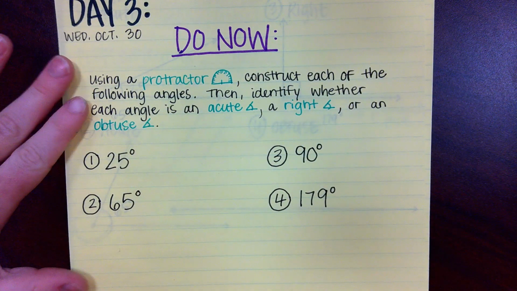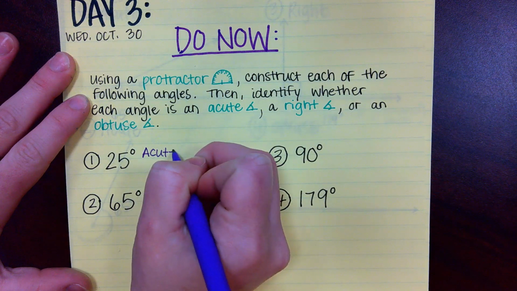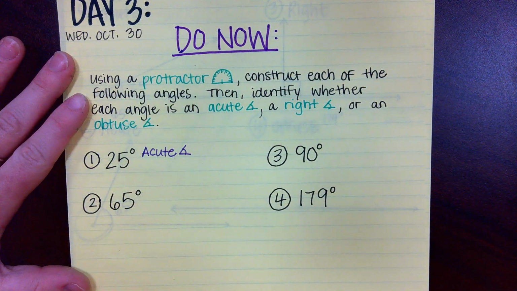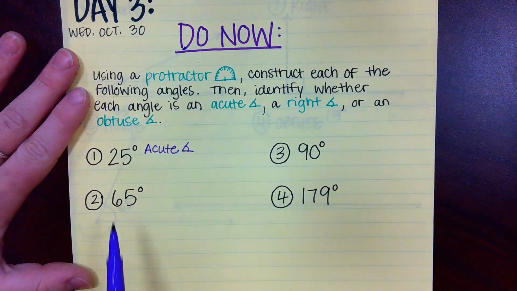Acute. Why is it an acute angle? Because it's less than 90. Yes, it is an angle that is less than 90 degrees. So that's what makes it an acute angle. It's little. How about number two?